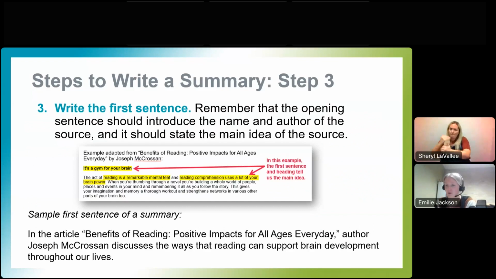So here's a sample first sentence of what this could look like. In the article, Benefits of Reading, Positive Impacts for All Ages Every Day, author Joseph McCrossan discusses the ways that reading can support brain development throughout our lives. Again, if I'd given you a few minutes to do this, we all would have something a little bit different, and that's okay. This isn't the only correct way to do this, but it does check the boxes of including the title of the source, the author of the source, and the main idea.